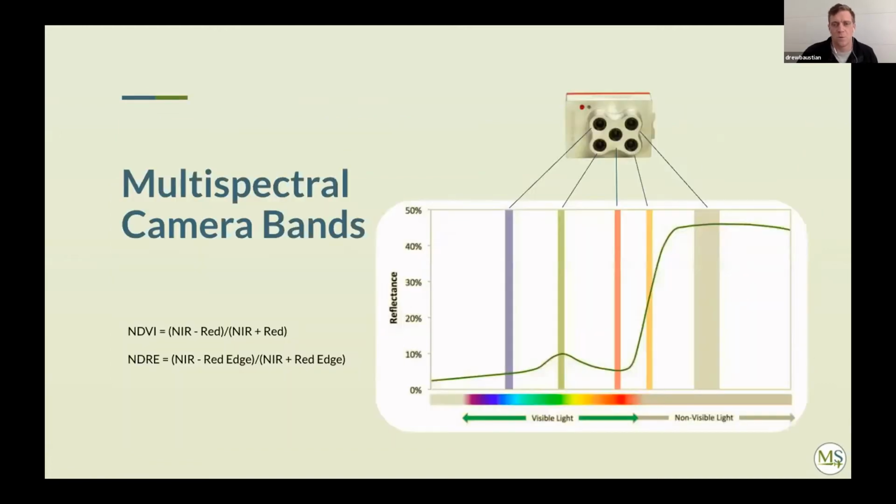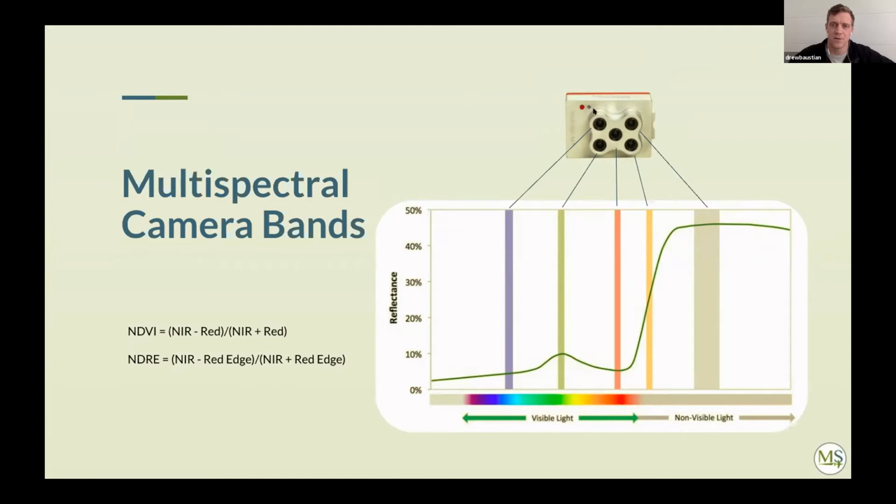And so what we do with a multispectral camera is we're capturing specific points along this plant reflectance profile, and we're looking at each one of those points in terms of the image's percentage reflectance. Each one of the pixels in that image has a value, and we're looking at those values and basically making an assumption on the status of that plant canopy.